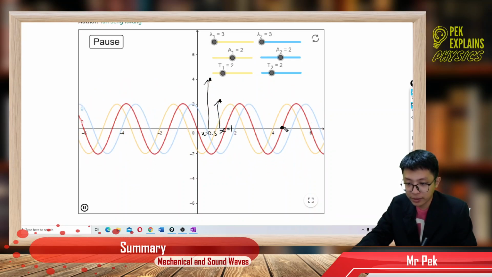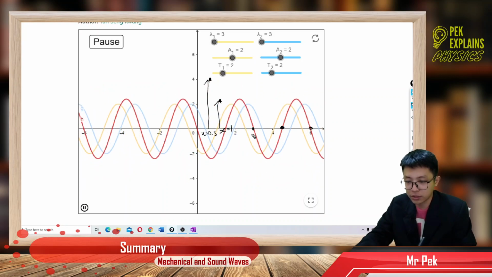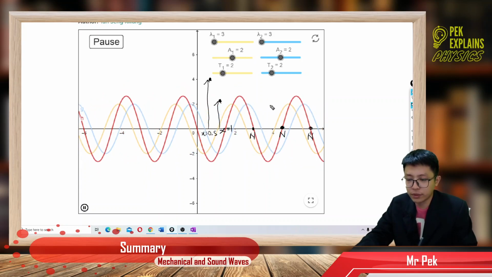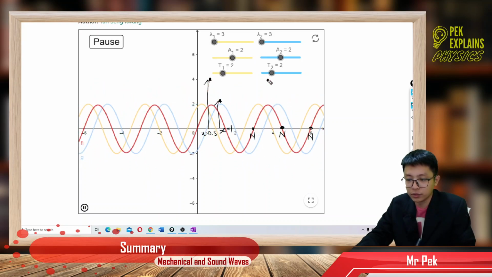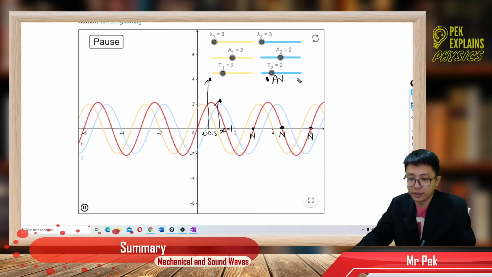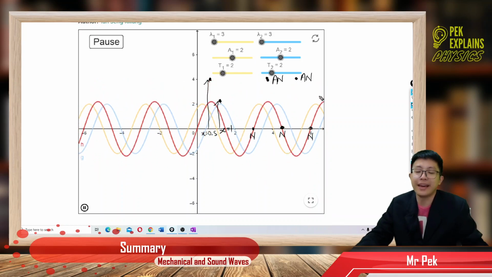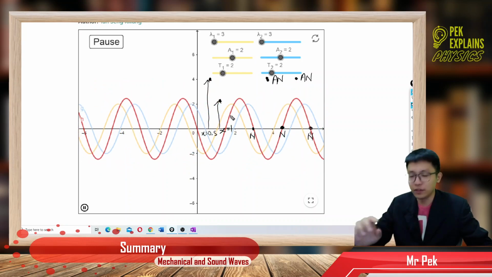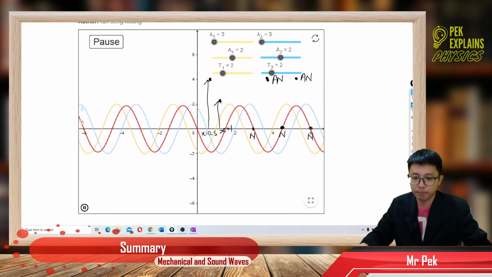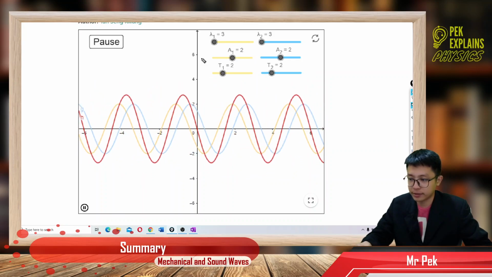Even here, this one has 0 amplitude. This is the place which we call node. The one which reaches the maximum amplitude is called antinode, like this one at the center here. So, different particles have different amplitude. Okay? Now, let us go back to the slides.